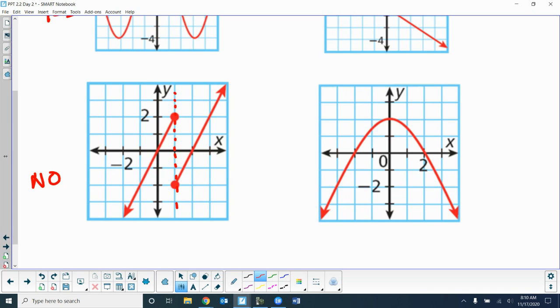What about this one? Does that pass the vertical line test? That's a yes, okay? So the vertical line test is a real quick, easy way to figure out if you've got a function or not. If it only hits once, yes, it's a function. If it hits more than once, no, it's not a function.